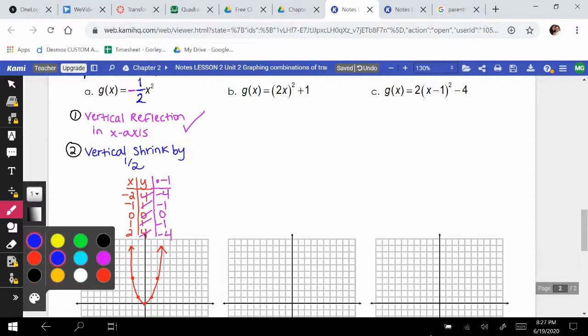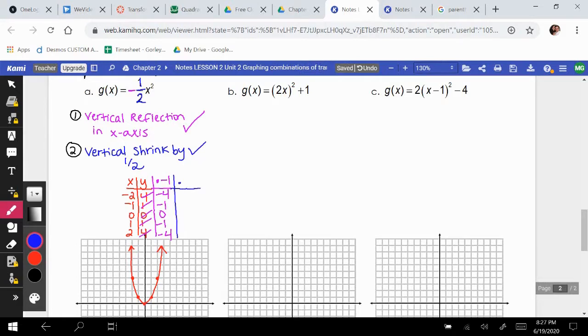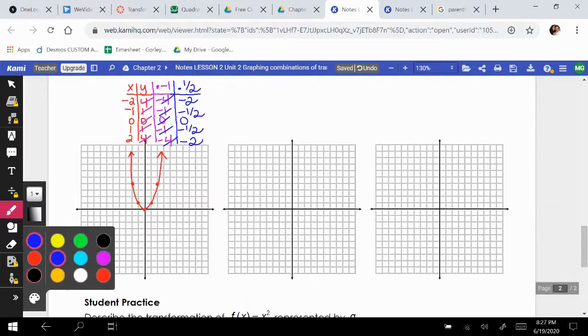And then we're going to do our vertical shrink. Again, it's the word vertical, so it changes the y values. I'm going to multiply by 1/2. So I'll get -2. 1 times 1/2 is -1/2. 0 times 1/2 is 0. -1 times 1/2 is -1/2. And -4 times 1/2 is -2. Okay, and then I'm going to graph those new points. I'll do this in black. We have -2, -2. -1, -1/2, 0, 0, 1, -1/2, and 2, -2.